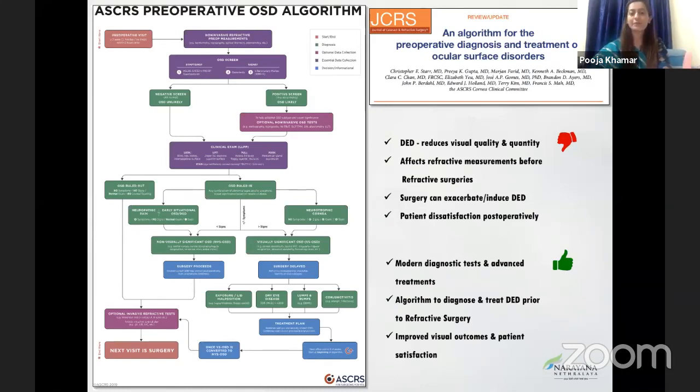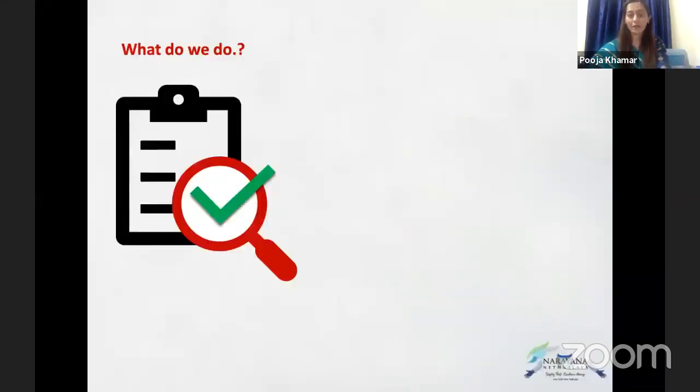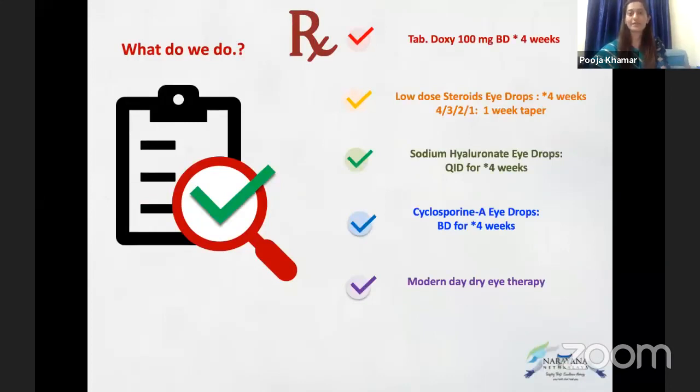Just to recap, that patient does have a lot of ocular surface problems. This is an algorithm by ASCRS on how you treat the ocular surface and make it healthy. To summarize, you can apply one of your modern dry eye therapies and wait for 4 to 6 weeks, give anti-inflammatory agents and lubricating drops, wait for 4 to 6 weeks, and then plan a surgery to have an optimal outcome.